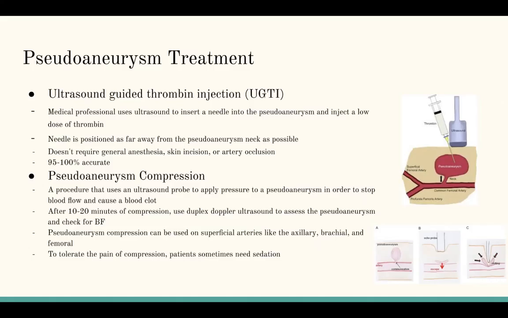Pseudoaneurysm compression can be used on superficial arteries like the axillary, brachial, and femoral arteries, and sometimes patients need sedation to tolerate the pain of compression. And over here on the right side again is an example of pseudoaneurysm compression. As you can see in photo B, that's the probe pressing down on the skin, which pushes down the pseudoaneurysm, and the clotting in picture C.